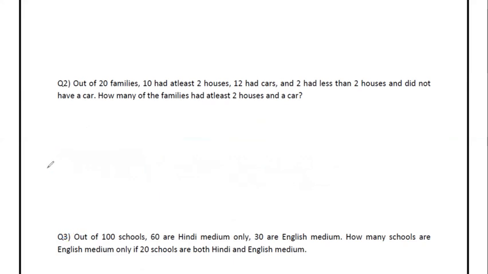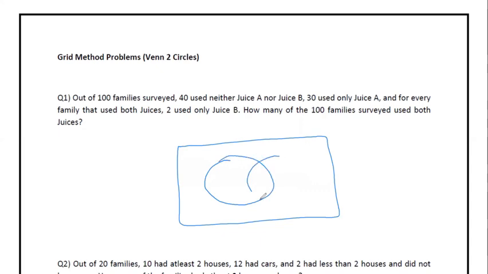And finally, the first question. So you got families using juice A, using juice B, 100 families. 40 used neither juice A nor juice B, so N is equal to 40. 30 used only juice A, so 30 comes only in this region. And for every household that used both juices, that is X, 2 used only juice B, so this is 2X. How many of the 100 families surveyed used both juices? So we have to find out X.